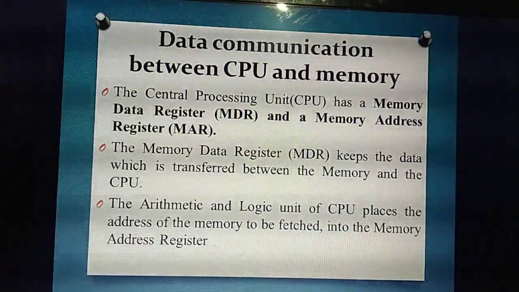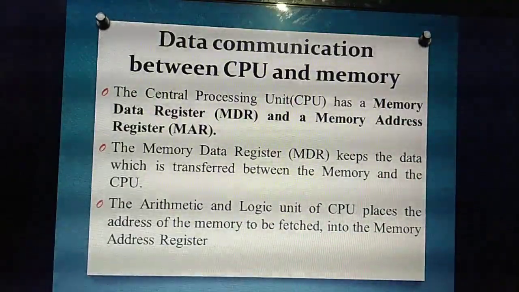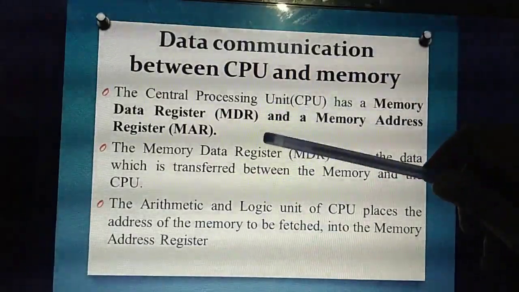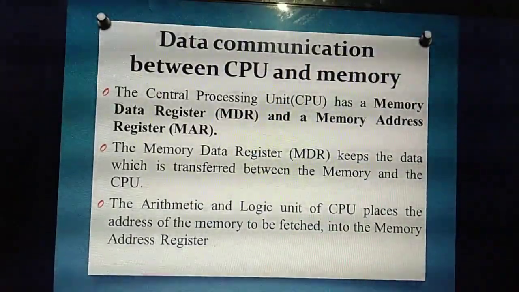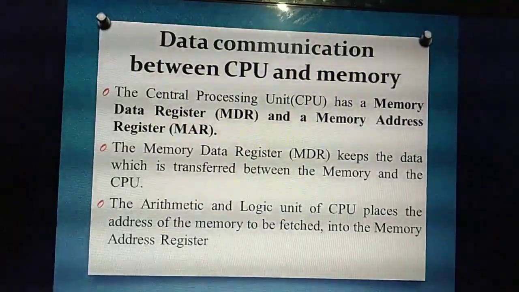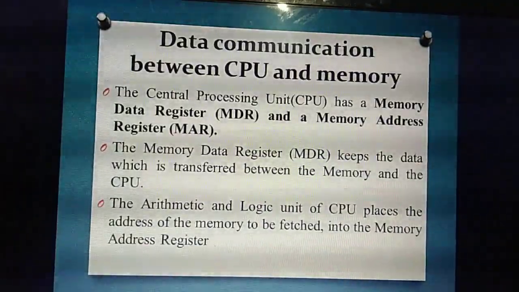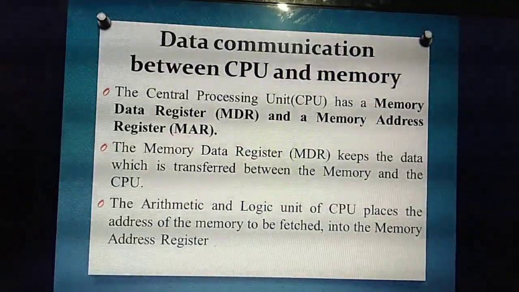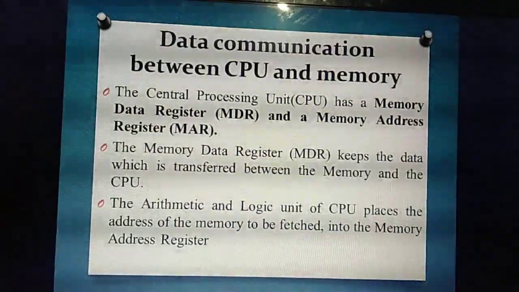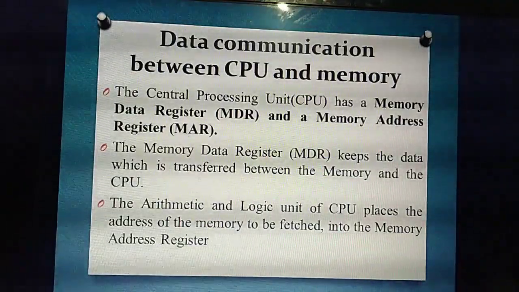So inside the CPU you have two registers. What are they? Memory data register and memory address register. Okay, what's the use of MDR? Memory data. The name itself has data. Memory data register will store all the details of the data transferred between memory and the CPU. So the MDR contains the details about the information you are transferring between memory and the CPU.